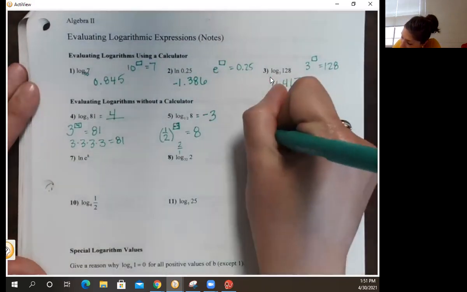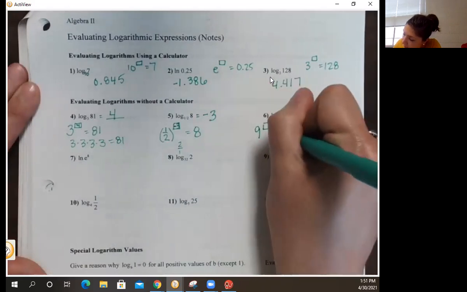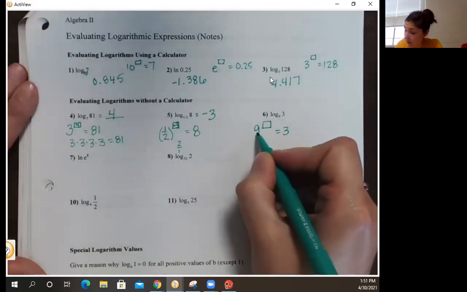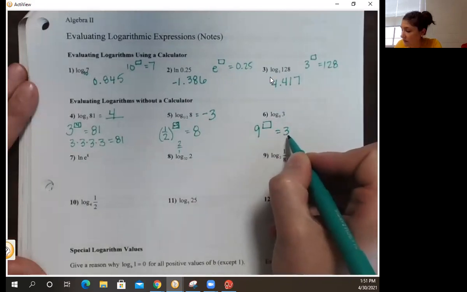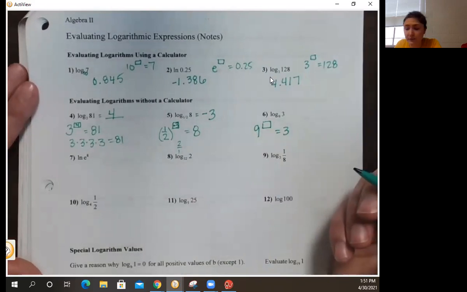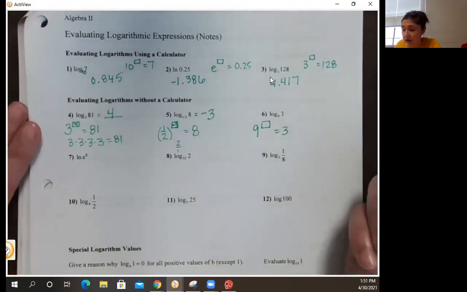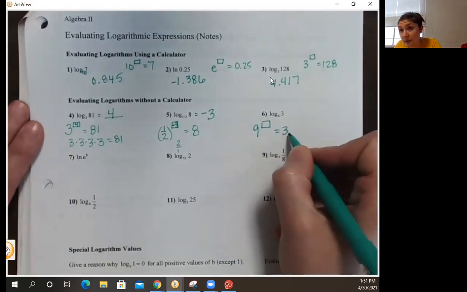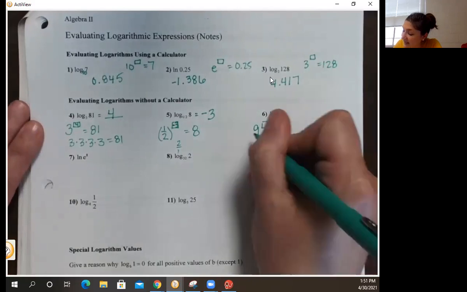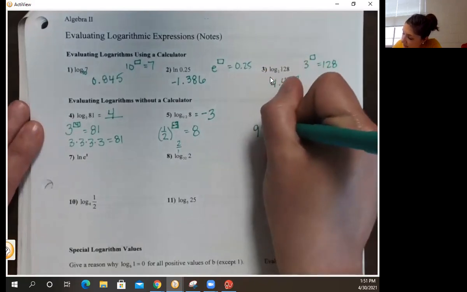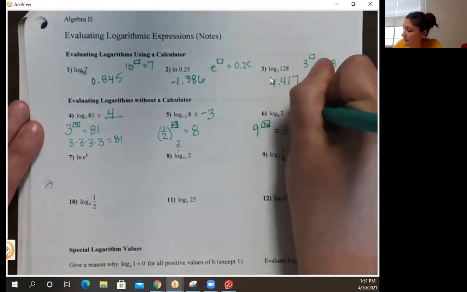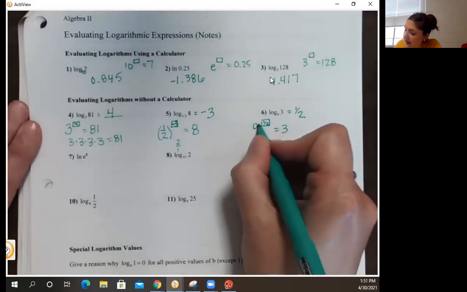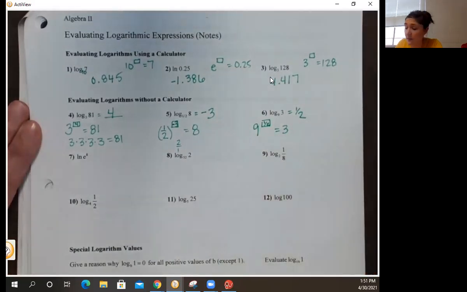For number 6, 9 to what power gives me 3? Here I've gone from a big number, 9, to a small number. So that means I took some kind of root, right? 3 is some kind of root of 9. That means I'm going to need a fractional exponent. Since 3 is the square root of 9, that means I would want the 1/2 power of 9. Anytime I go from a big number to a small number, that means I'm going to need a fractional exponent because I'm looking at taking some kind of root.